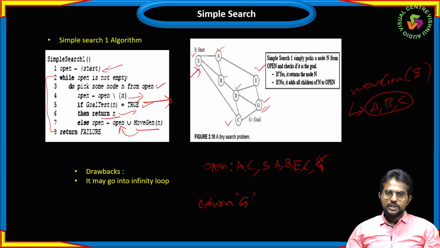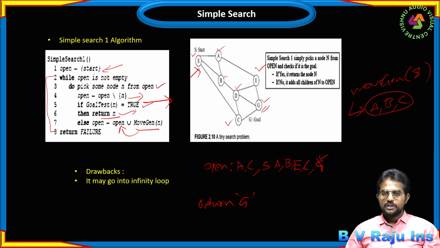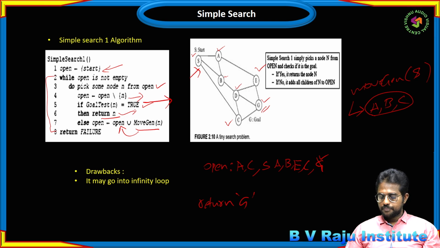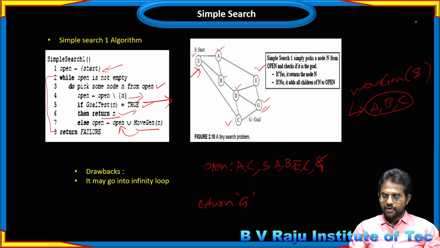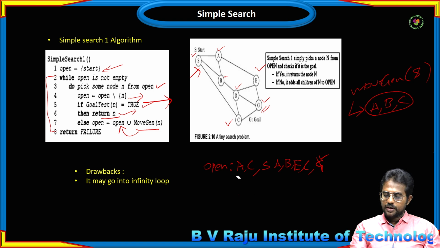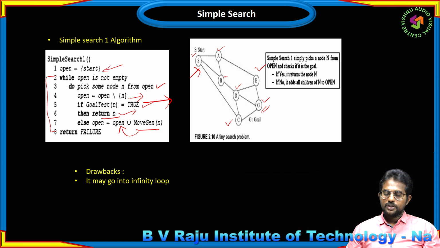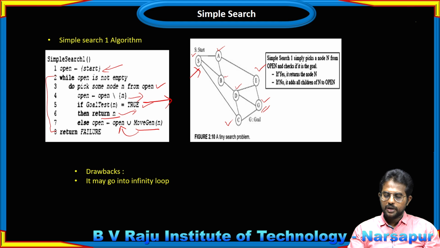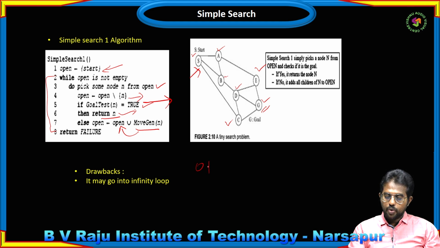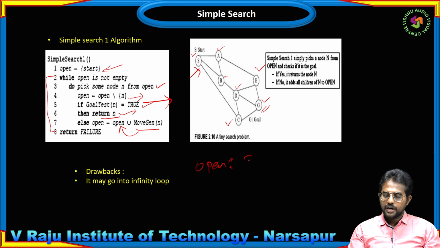So those details were not there. Because of that, we will keep on picking up whatever the already picked up node is there, we will try to pick it up. So we will see an example for that instance also. So for this tiny search problem only, initially the open will be having S.